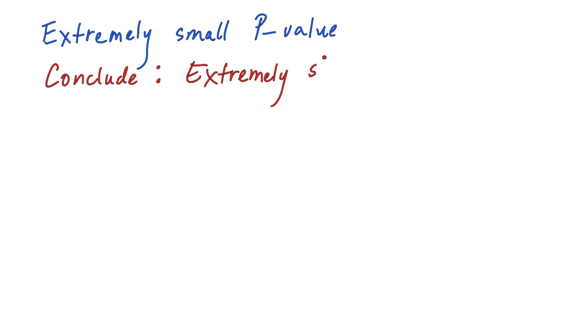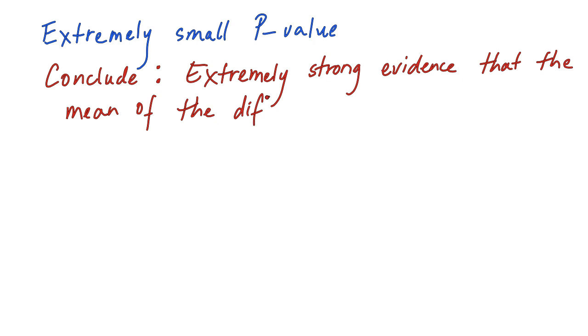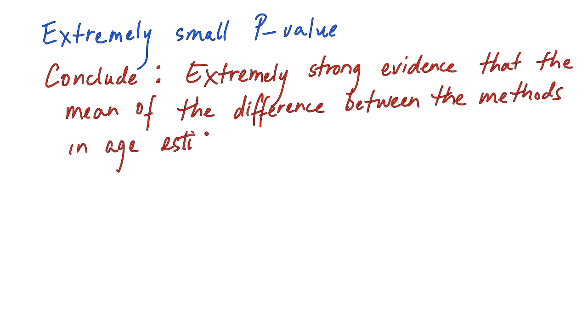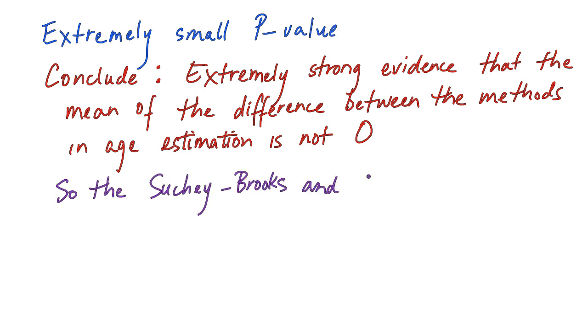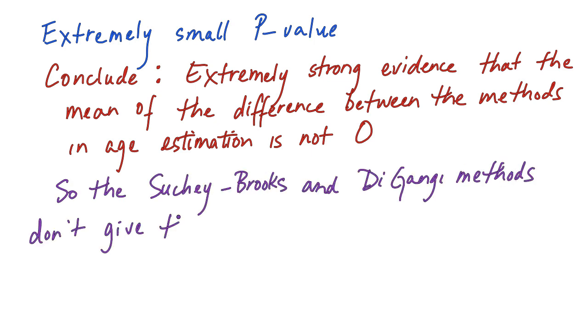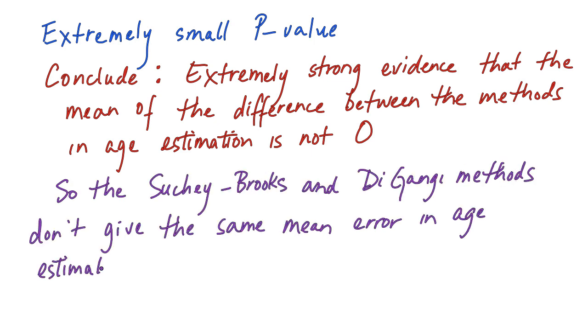With such an extremely small p-value, we can conclude that we have extremely strong evidence that the null hypothesis is not true. That is, the mean of the difference between the methods in the errors in age estimation is not 0. So the Saatchi-Brooks method and the Dagrange method don't give the same mean error in age estimation.